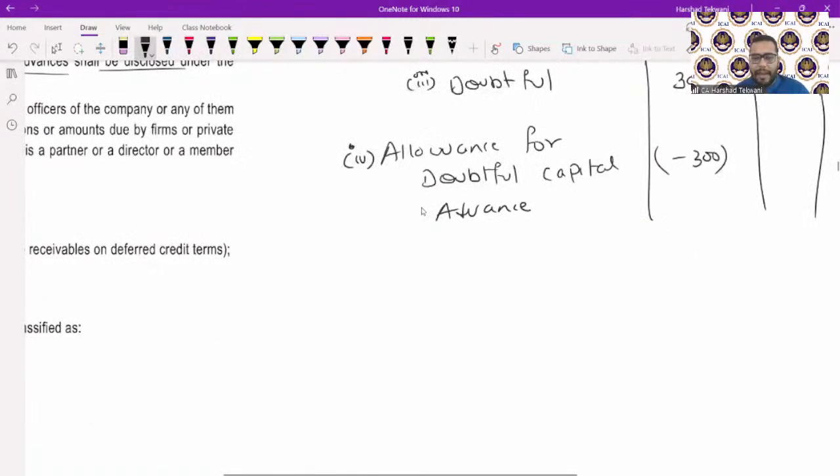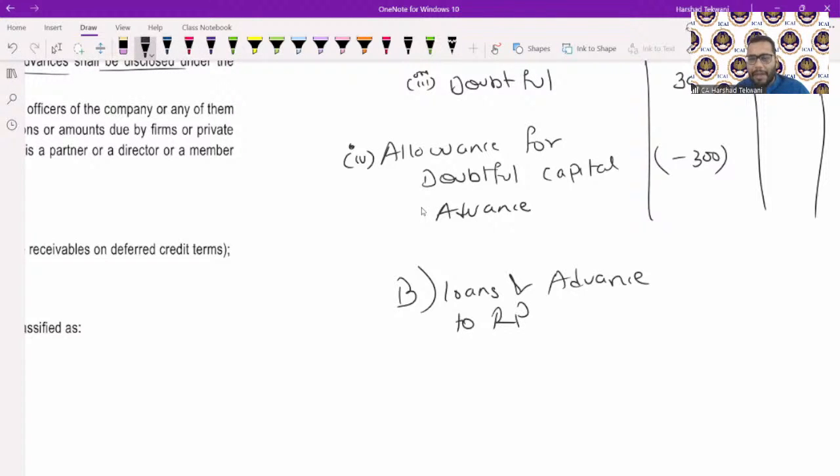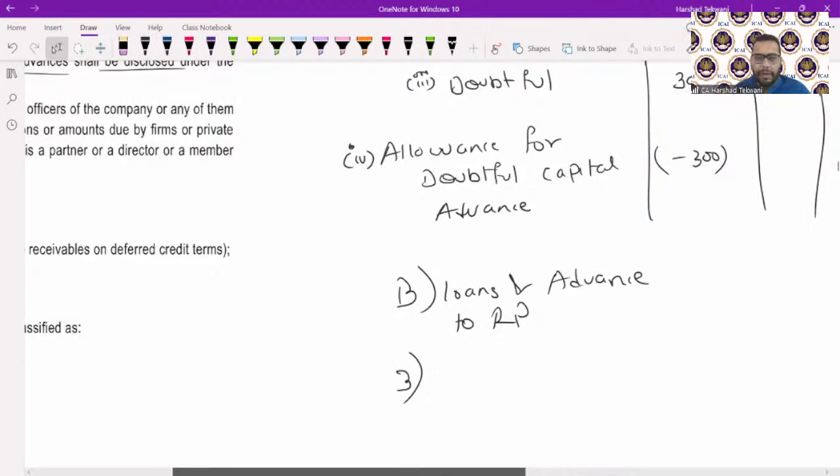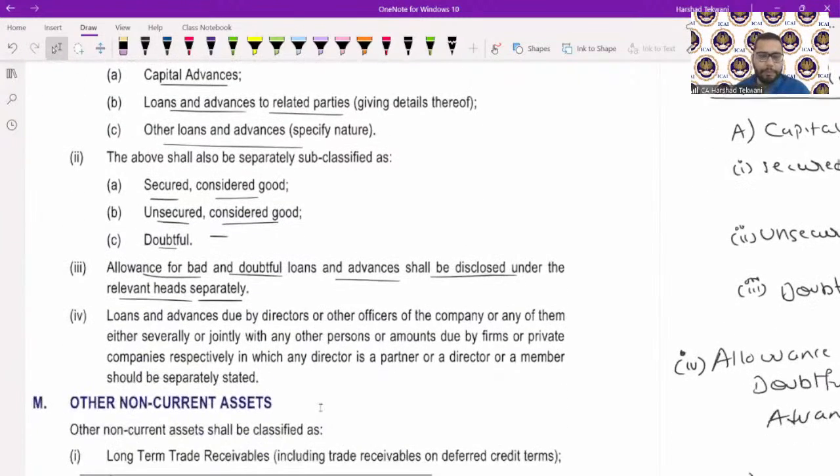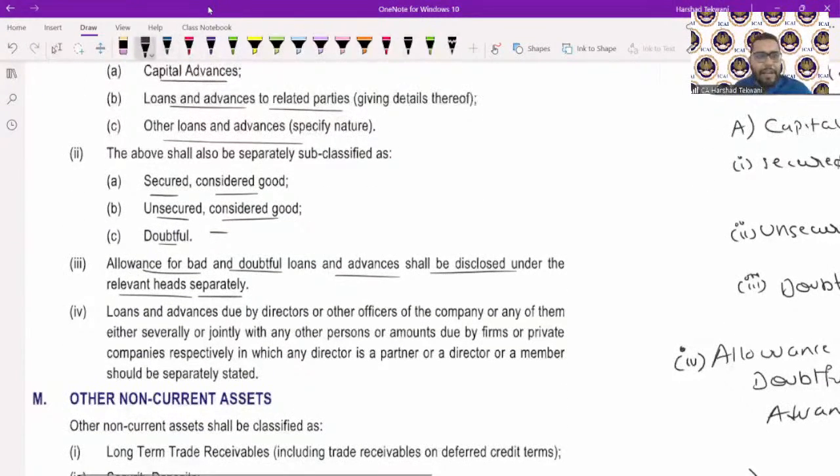Then if it is capital advance, then the next category, loans and advances to related parties. Same I will repeat. And the third one, the other one, my other loans and advances, same I need to repeat. Then there is an additional requirement which says that loans and advances due by directors and other officers of the company, in respect of which director or any partner or member is jointly or severally responsible, then I need to separately disclose the same.